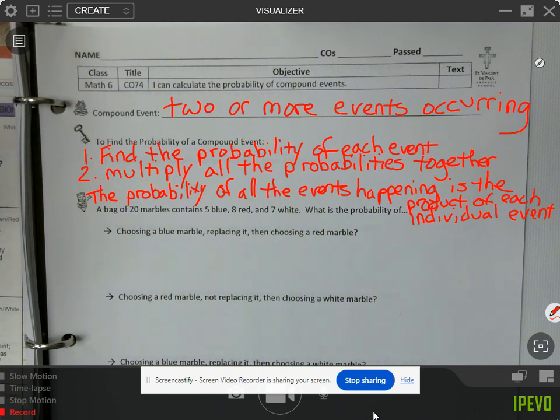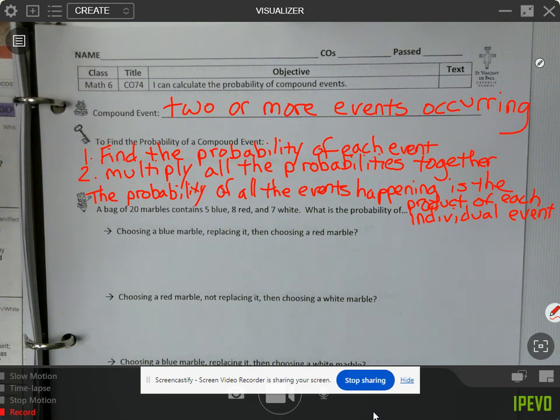So you have your 2 steps. First one is the probability of each event. Then we want to find the product. We want to multiply each of those individual events, each of the probabilities, we multiply them together. That's the fractions. We're not multiplying the percentages, we multiply the fractions. So remember that probability is a fraction.